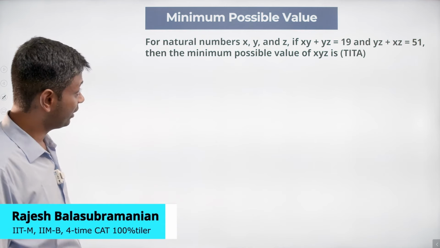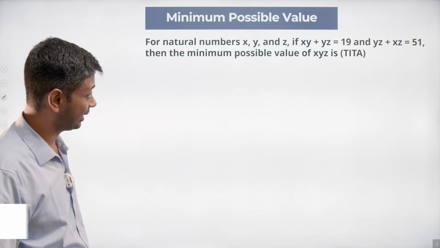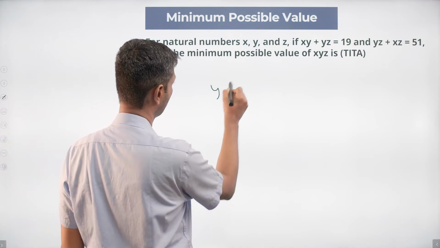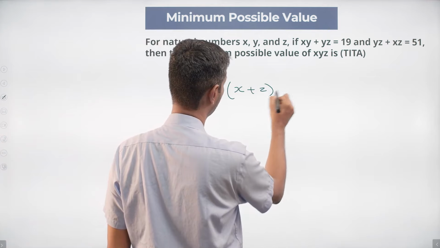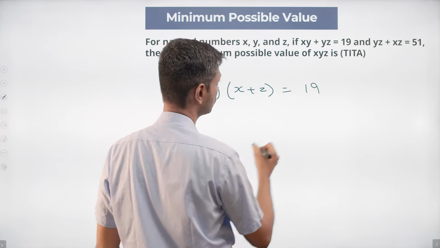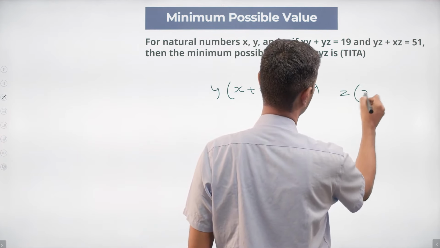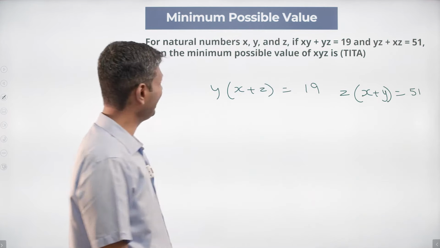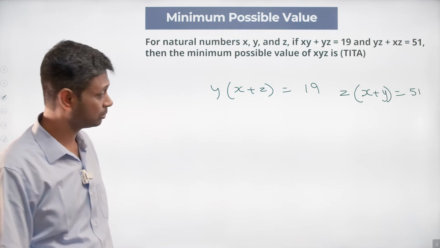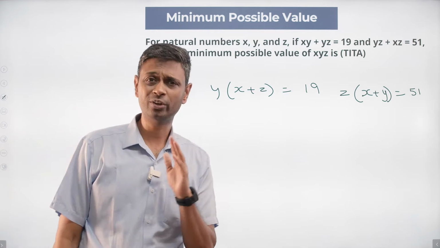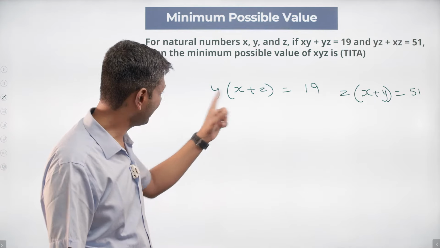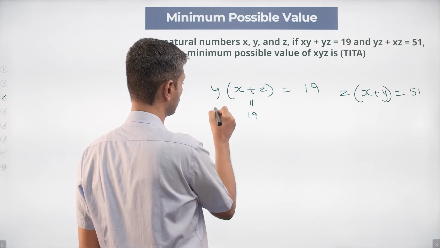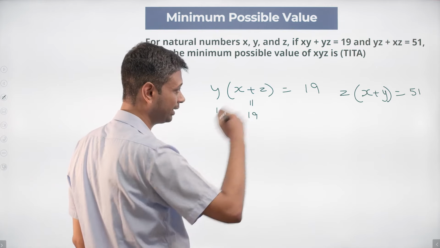For natural numbers x, y, and z, if xy plus yz is 19 and yz plus zx is 51, then y into (x plus z) is 19 and z into (x plus y) is 51. We are told very clearly that x, y, and z are natural numbers. 19 can only be broken as 1 into 19 or 19 into 1. It cannot be 19 into 1, x plus z cannot be 1. So x plus z is 19 and y is 1. Plug that in here.